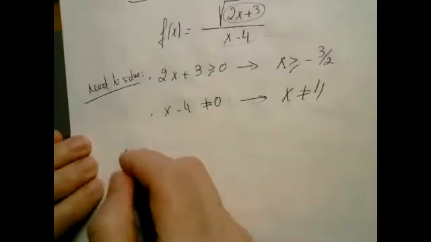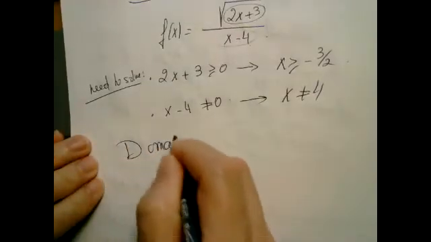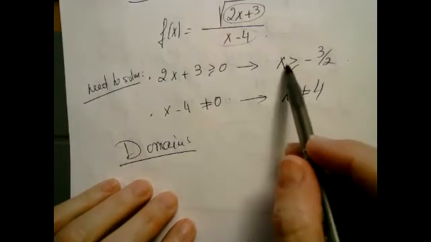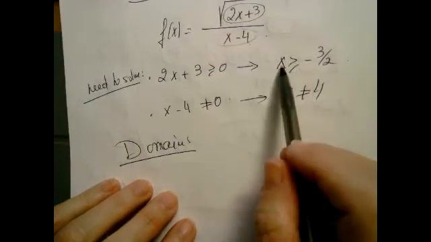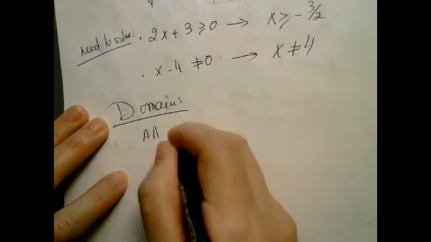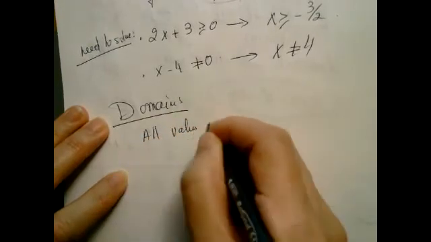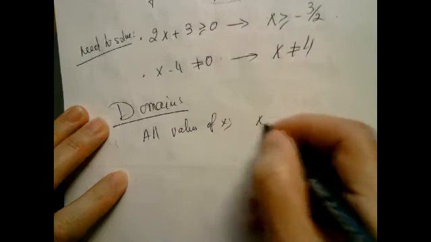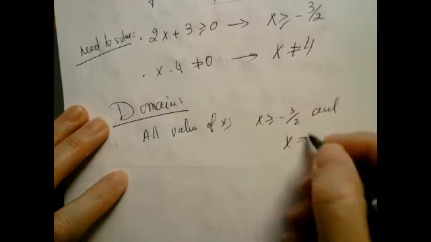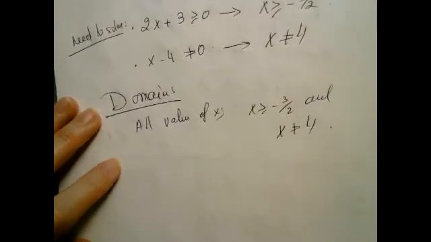Now with this in mind, my domain will be x different from 4 and x bigger or equal to minus 3/2. So we can either write it as all values of x such that this happened, and x different from 4. I accepted every student who wrote it this way.